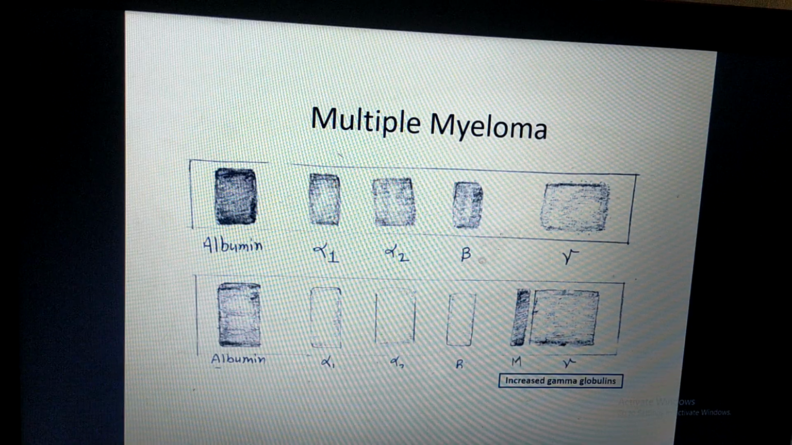So multiple myeloma is nothing but a plasma cell tumor, and in this case the plasma cell will synthesize excess of light chains only, and these light chains are excreted into the urine as Bence-Jones proteins. And how will you diagnose? By electrophoresis. In the electrophoresis you will see an M band.